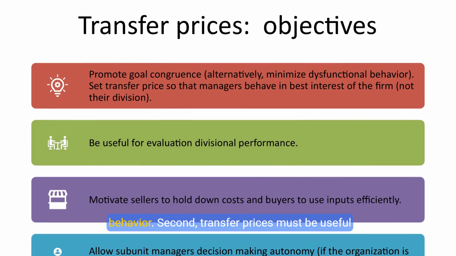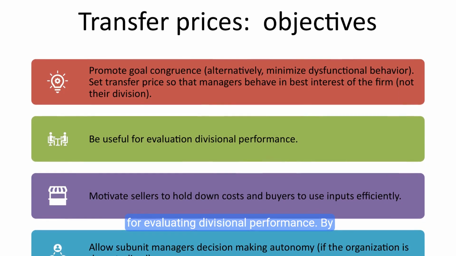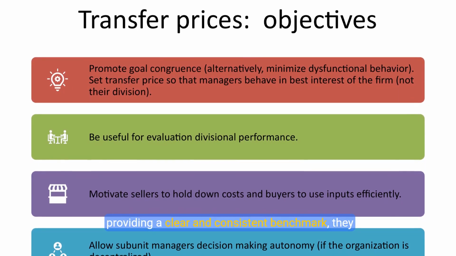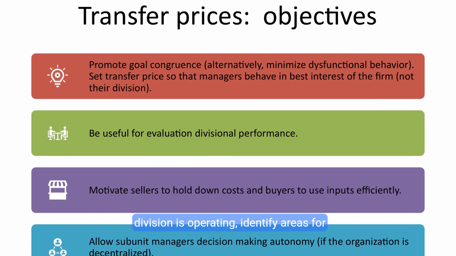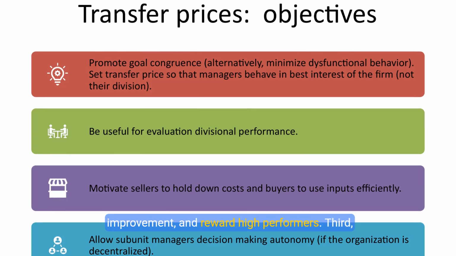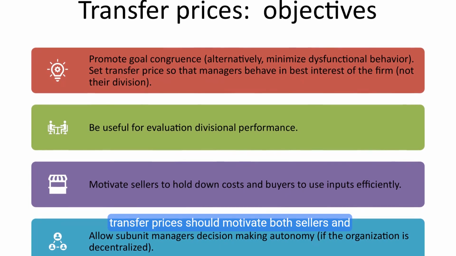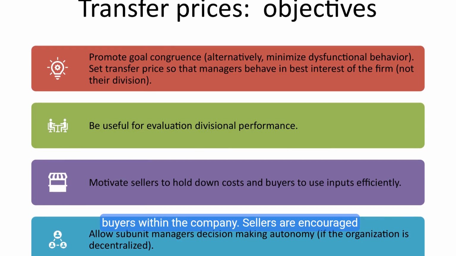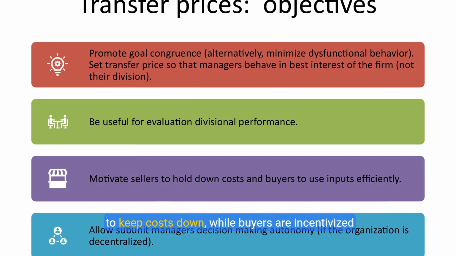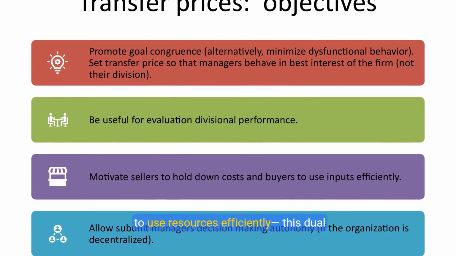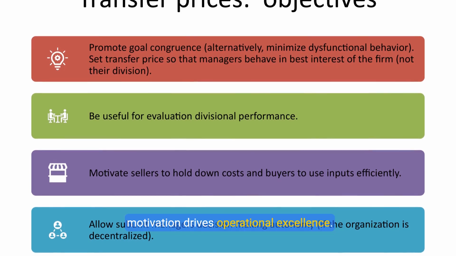Second, transfer prices must be useful for evaluating divisional performance. By providing a clear and consistent benchmark, they allow top management to assess how well each division is operating, identify areas for improvement, and reward high performers. Third, transfer prices should motivate both sellers and buyers within the company. Sellers are encouraged to keep costs down, while buyers are incentivized to use resources efficiently. This dual motivation drives operational excellence.